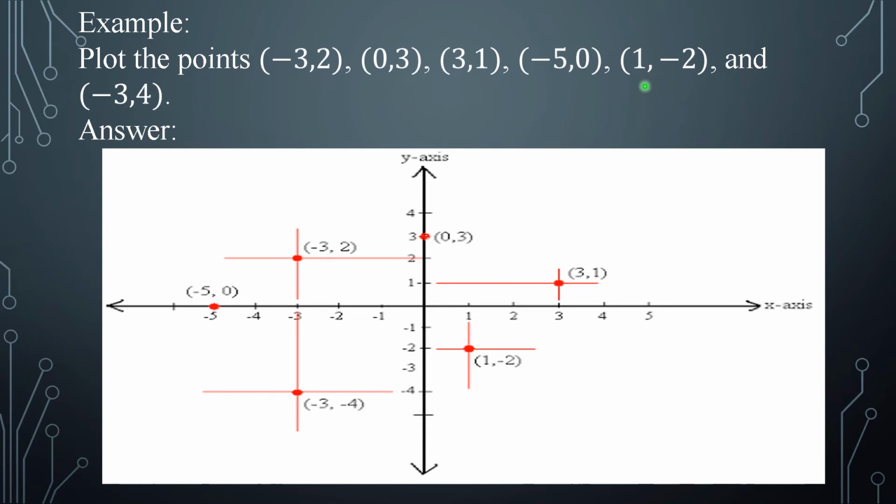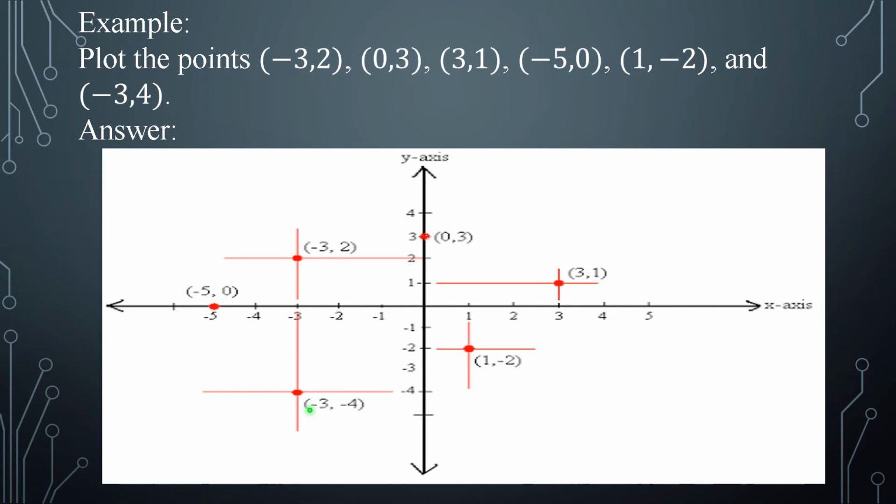Next, we have 1, negative 2. So 1 is the x-coordinate, this is 1. Negative 2 is the y-coordinate, this is negative 2. So let's find the intersection. This is the intersection. So that point is 1, negative 2.